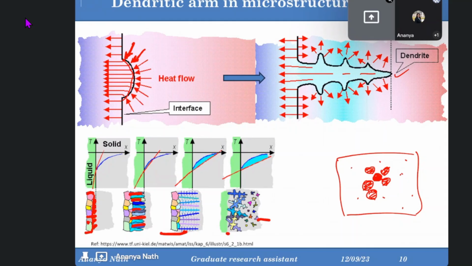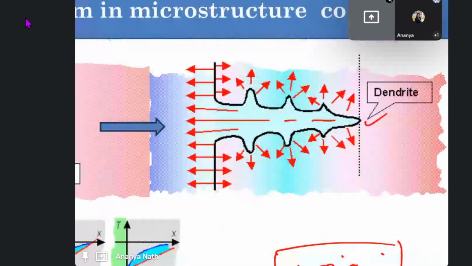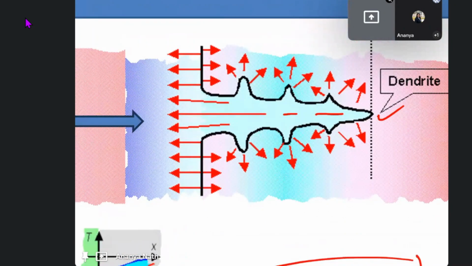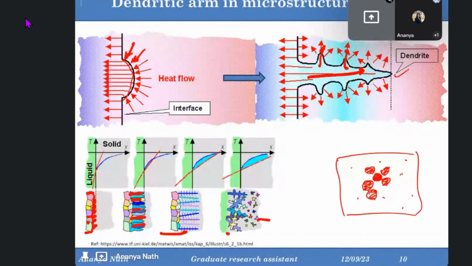I haven't covered anything about growth. For the dendritic arms I have covered the growth part as well, growth in this direction along with this direction. But in heterogeneous and homogeneous nucleation I have talked about the nucleation only. So is it fine for you?